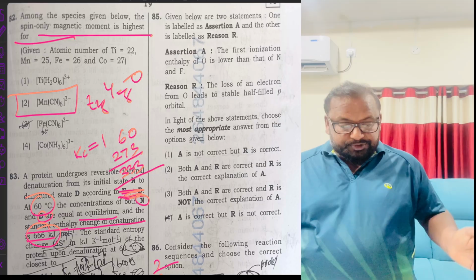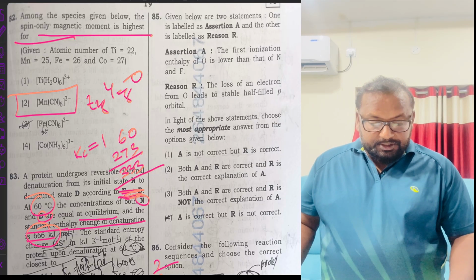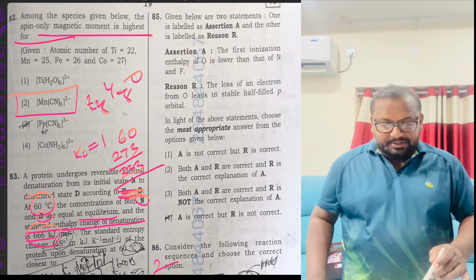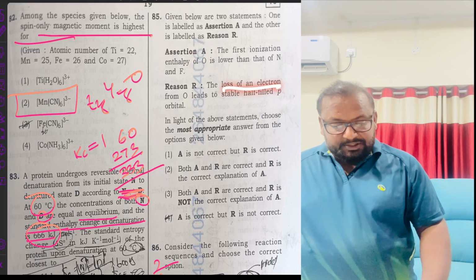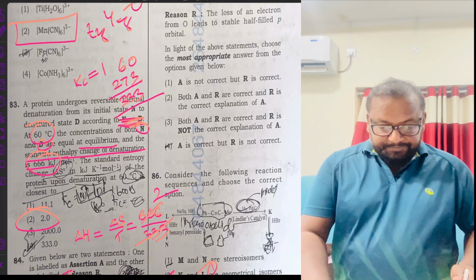85, given below two statements. The ionization energy of oxygen is lower than nitrogen. Correct statement. Why? Because nitrogen has P3 configuration. The loss of an electron in oxygen leads to P3 configuration. Both statements are correct statements.